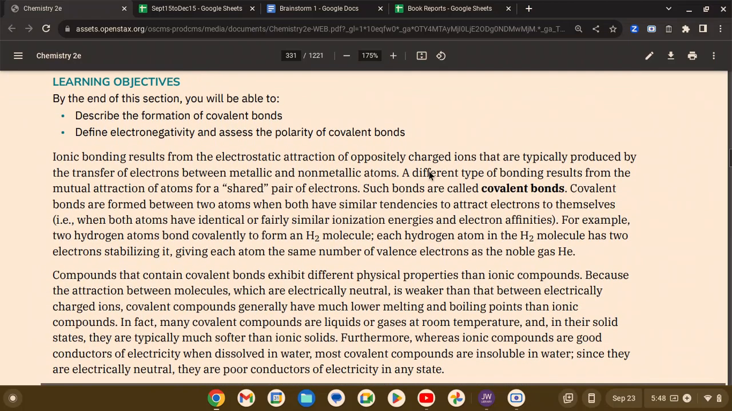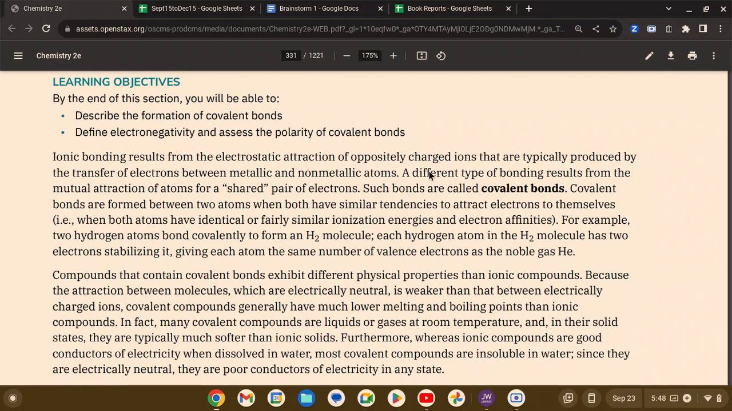7.2 Covalent bonding. Learning objectives. By the end of this section, you will be able to describe the formation of covalent bonds, define electronegativity, and assess the polarity of covalent bonds. Ionic bonding results from the electrostatic attraction of oppositely charged ions and is typically produced by the transfer of electrons between metallic and nonmetallic atoms.